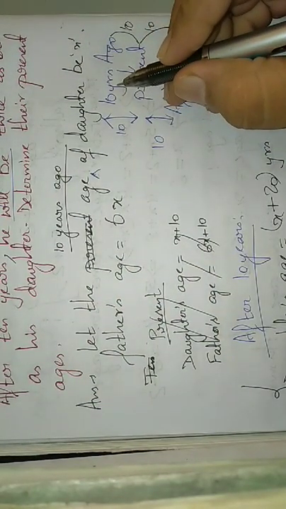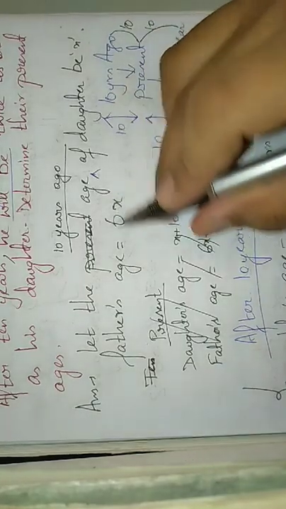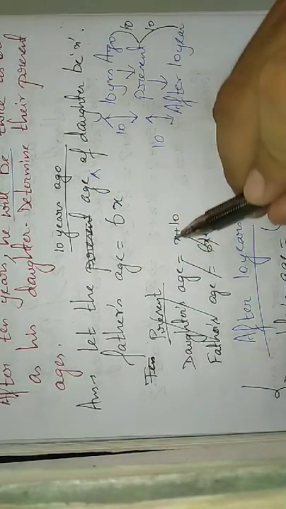So what are they asking? They are asking to determine their present age. What will be the present age? Students, you see, whatever the age was given, x and 6x, this was given 10 years ago. Present age will be x plus 10 and 6x plus 10. This has to be written at the end. That's why I have cut it, okay?